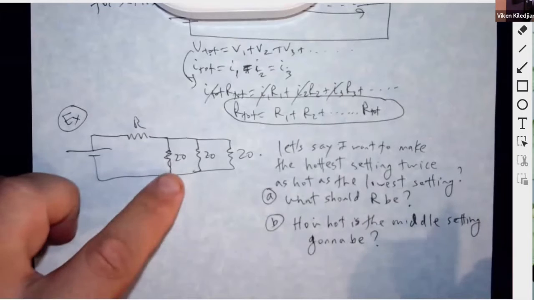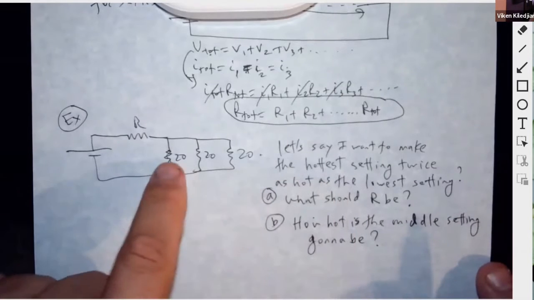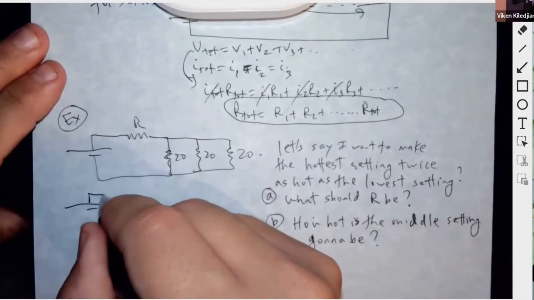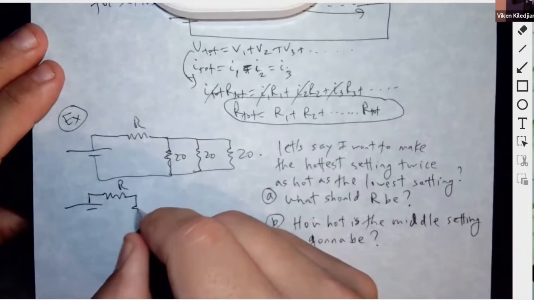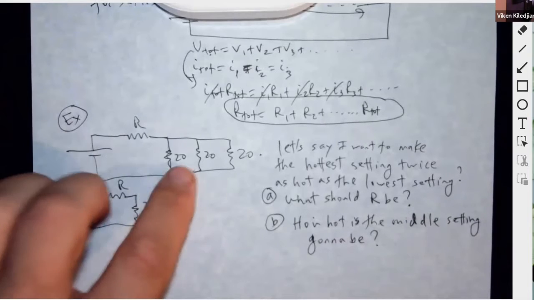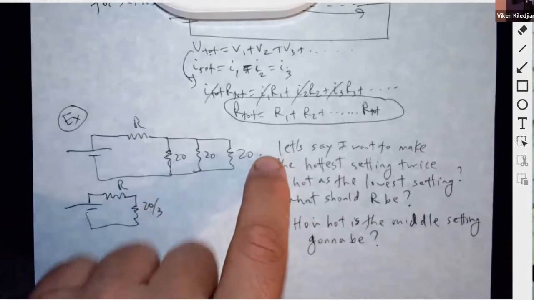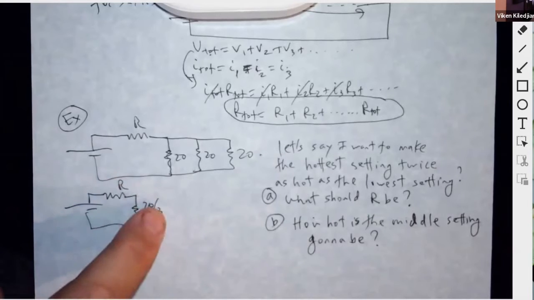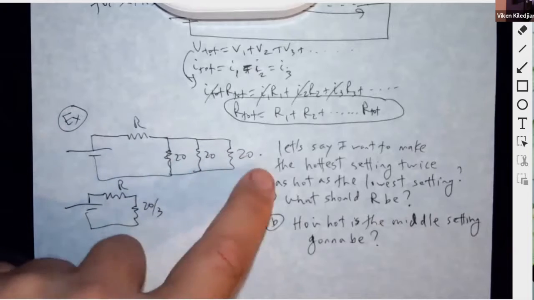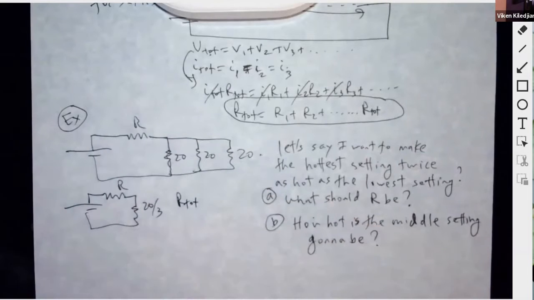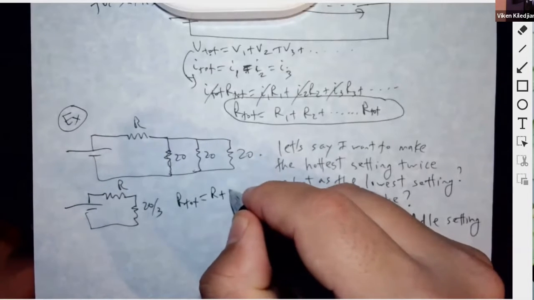Okay, so when you have the hottest setting, that means you're engaging all of them, right? So then this acts as like this: 20/3, right? That's the hottest setting. The 3 resistors in parallel act as 20/3. So then what's the net resistance here? Then R is in series with all 3 of them, you see? So then the total resistance is going to be R plus 20/3.